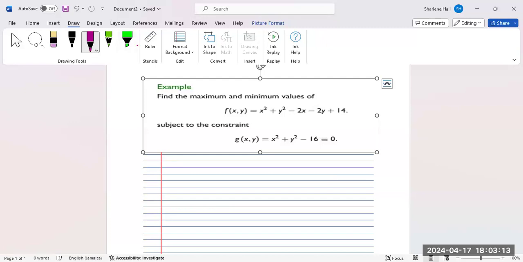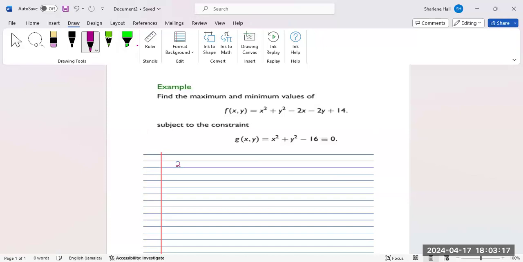So I'm going to differentiate. I'm going to get 2x minus 2 is equal to 2 lambda x. Tell me if you agree with that. Agree, sir. Yes, sir.